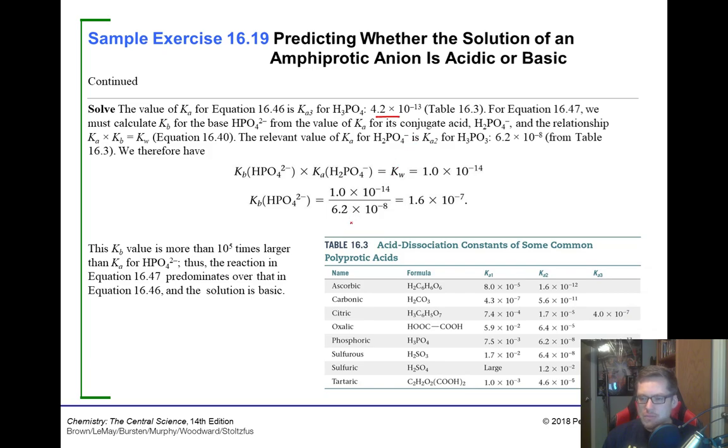Now, the Kb2 reaction, though, in order to solve for that, we have to use that formula we learned last time, where Ka times Kb is equal to Kw. All right, and we can solve for Kb. So if we take our Ka2 and divide it into our Kw, we can find our Kb2, and this is what they've done here.